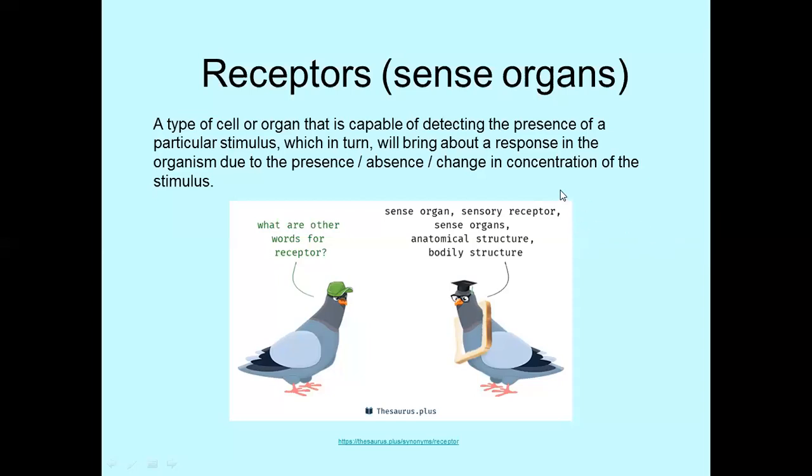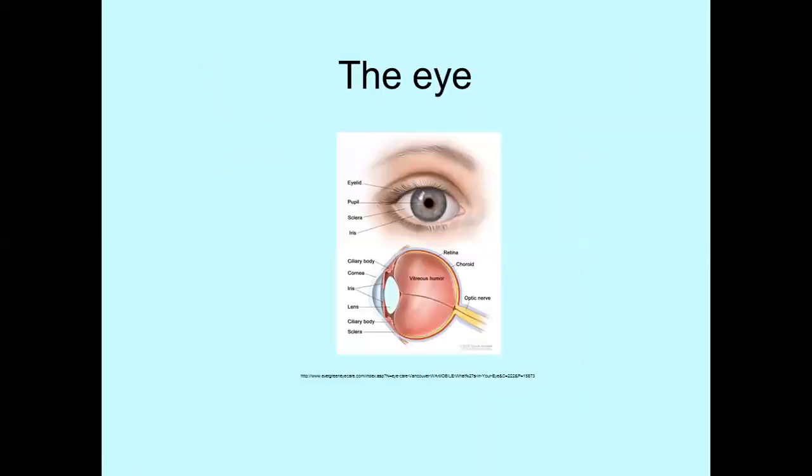Okay, so we're dealing with receptors or sense organs, and a brief definition, about which you don't have to worry, is a type of cell or organ that is capable of detecting the presence of a particular stimulus, which in turn would bring about a response in the organism if it is present, or if it is absent, or if there's a change in that particular stimulus. Okay, and we're dealing with the eye.